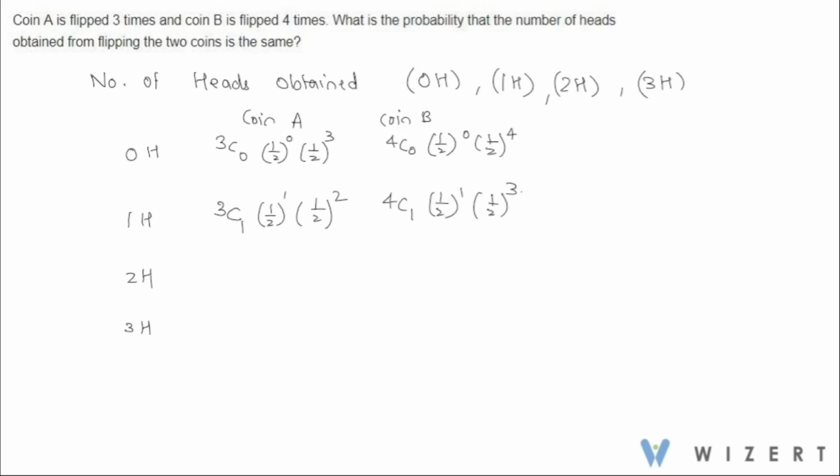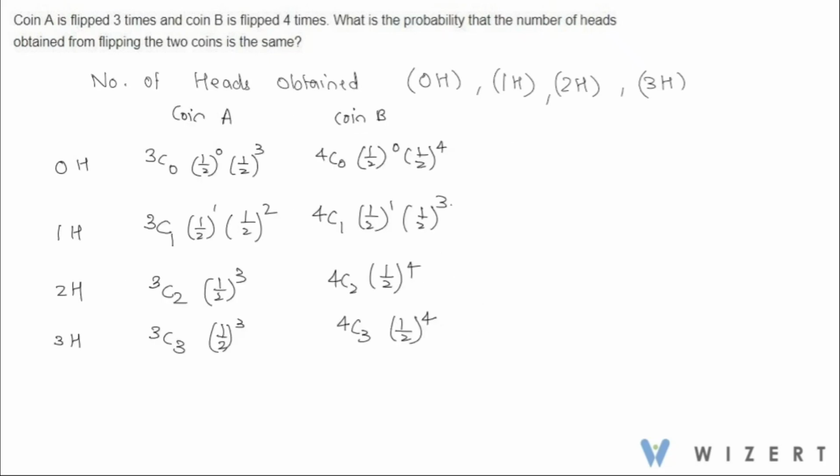So in the next probability, I am just going to write 3C2 half to the power 3 and 4C2 half to the power 4. But this is actually the breakup of half to the power 2 multiplied by half to the power 1, and here half to the power 2 multiplied by half to the power 2. So this is 3C3 half to the power 3 and 4C3 half to the power 4.